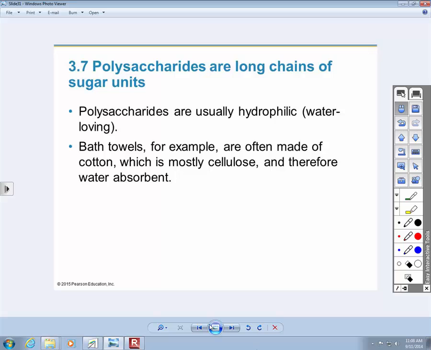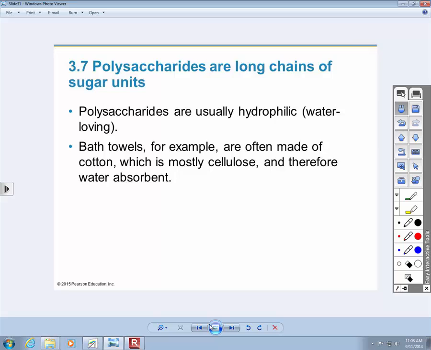All right. So they do talk about polysaccharides are usually hydrophilic. Sugar's hydrophilic. That means water-loving. You know, you can dissolve sugar in water. Water is polar. Sugar is polar. So sugar will dissolve in water. Well, polysaccharides are made out of sugar, so sure they're going to dissolve in water.